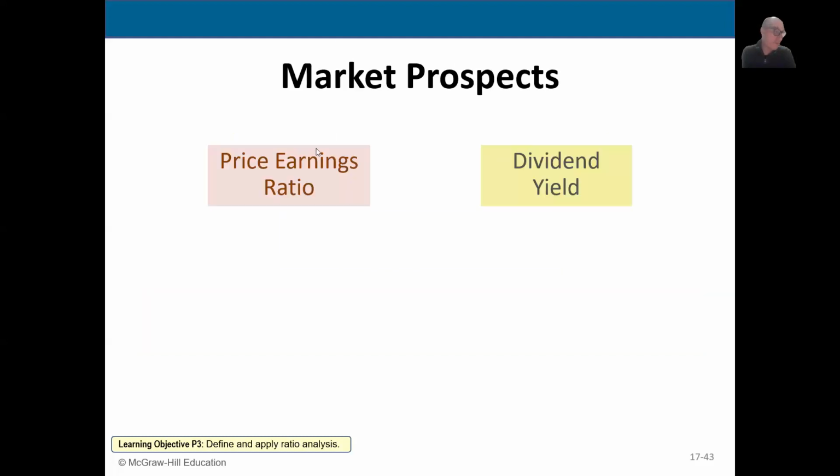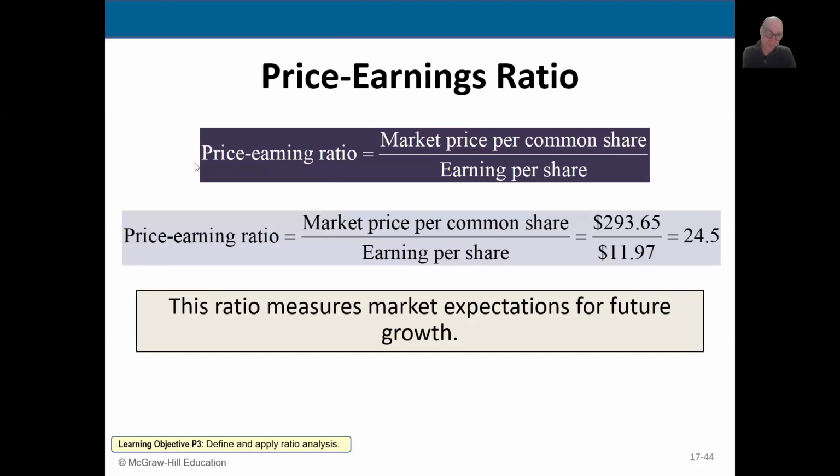And one of the last building blocks is the market prospects. Did we go through all three before? Yeah, we did. All right. So this is market prospects. Here we have two ratios. Yay, only two. Price earnings ratio and dividend yield.